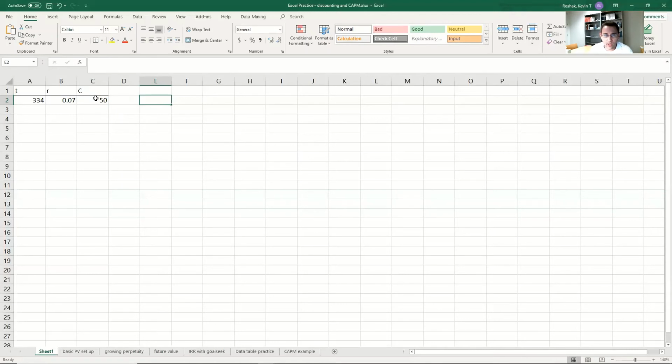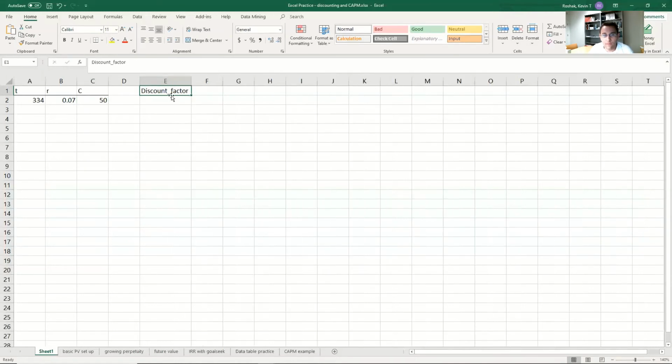The easiest way to start calculating a present value is to calculate the discount factor. Right, the discount factor is just the present value of $1. That's kind of a nice intermediate step before we calculate the present value of $50. Let's just calculate the present value of $1. So I'm going to create a new column for the discount factor. And if you remember the discount factor, it's just the present value of $1. So we're going to type this formula for the discount factor into Excel.